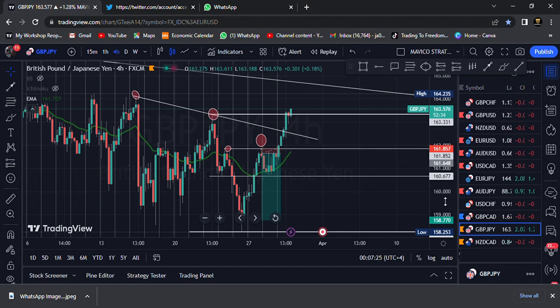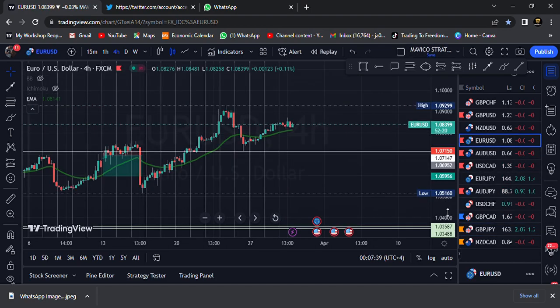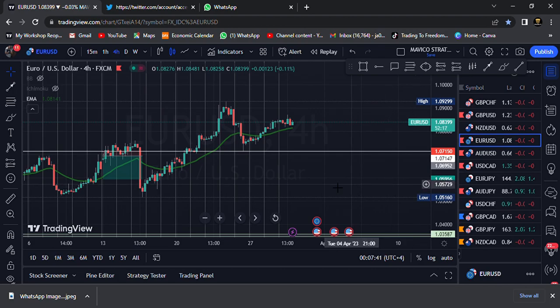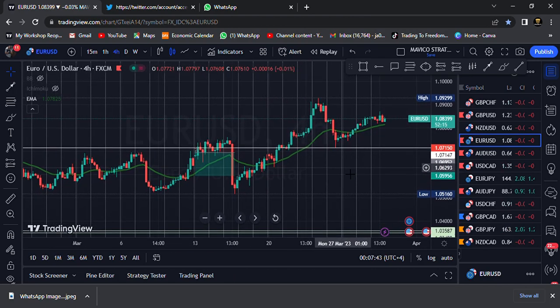So today once more again we're gonna pick a random pair and do the analysis, give out signals as usual. So let's go for Euro USD today. Though I had previous analysis on Euro USD, as you can see here, it actually smashed on this one. So this is another one.